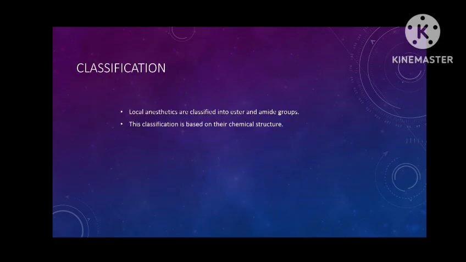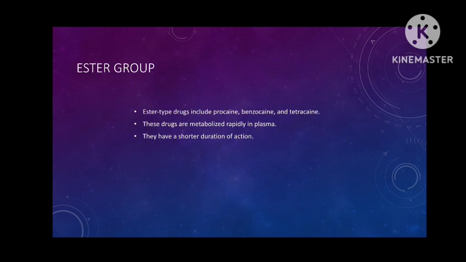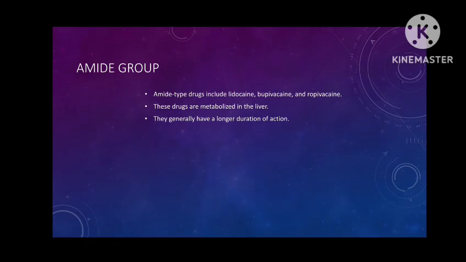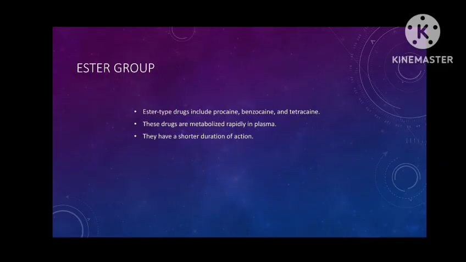Next, classification of local anesthetic drugs. Local anesthetic drugs are broadly classified into two groups based on the type of intermediate chain present in the structure, namely ester-linked drugs and amide-linked drugs. The ester group includes drugs such as procaine, benzocaine, and tetracaine, whereas the amide group includes drugs such as lidocaine, bupivacaine, ropivacaine, and prilocaine.